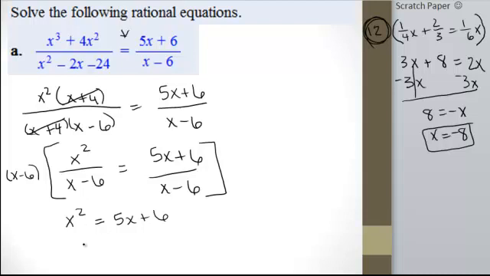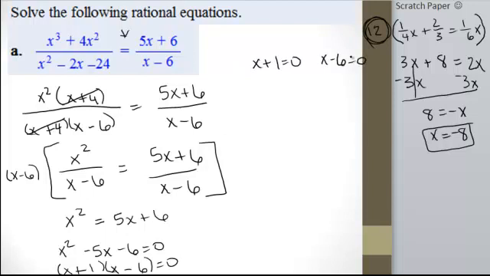Now this is a quadratic equation. You need to set it equal to 0. So subtract 5x, subtract 6. Now factor it to solve it. You need factors of -6 that add up to a -5. That'll be a 1 and a 6 where the 6 is negative. Whenever you set each one of those equal to 0 and solve, you get x equals -1 and 6.